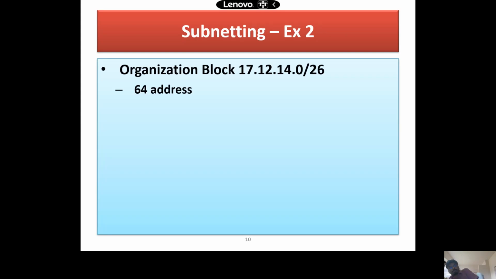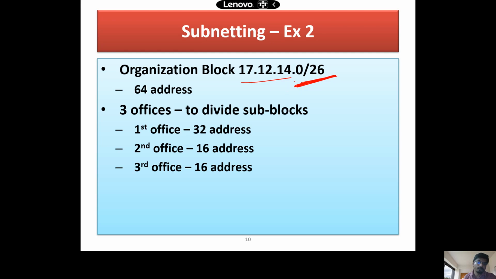I want you to try out an extension of this with another problem. This is going to be homework. 17.12.14.0 is one of the IPs in a given block. You are given a /26 block, and the requirement now is to split this larger /26 block into 3 subnets for 3 offices. One office needs 32 addresses, and the other 2 offices need 16 addresses each. Do the subnetting and tell me for each subblock the first address, last address, subnet prefix, and subnet mask, and do your contiguous allocation following the rules of allocation. Contiguously allot and try it out. I hope you will do that.